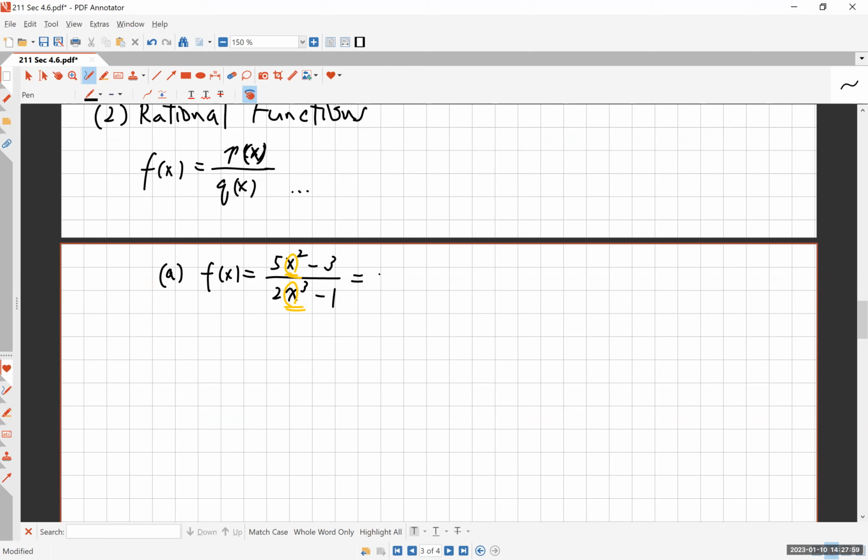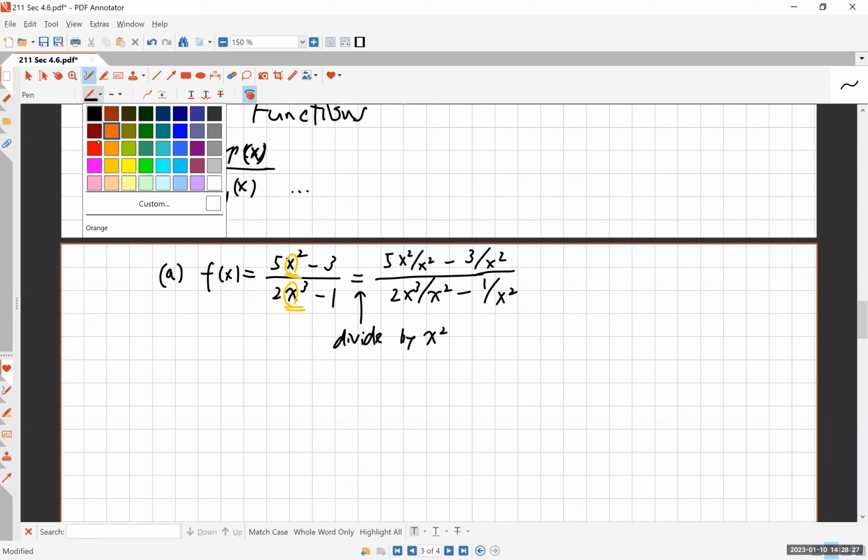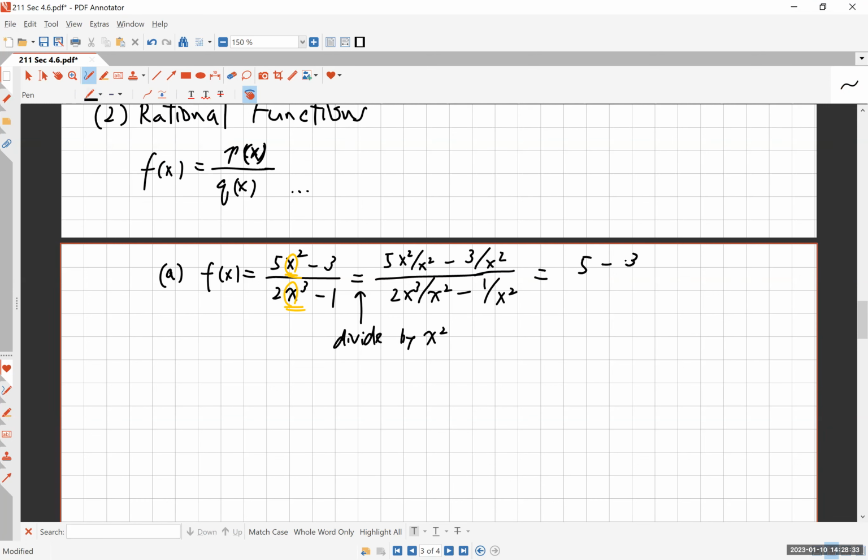But there is a way to figure this out. And so let's divide everything by x squared. Okay, you know what's going to happen then? 5x squared divided by x squared minus 3 divided by x squared, over 2x cubed divided by x squared minus 1 divided by x squared. I haven't really changed anything. This becomes 5 minus 3 over x squared, and then this is 2x minus 1 over x squared.